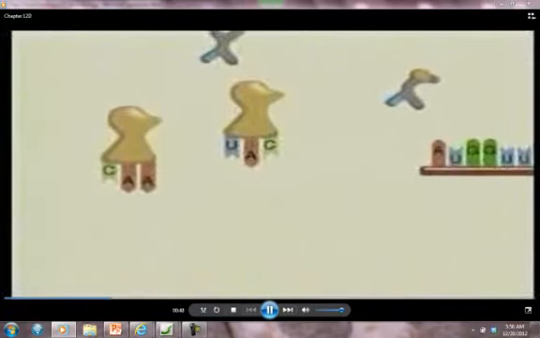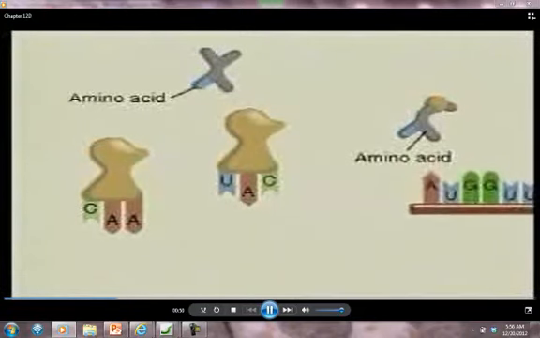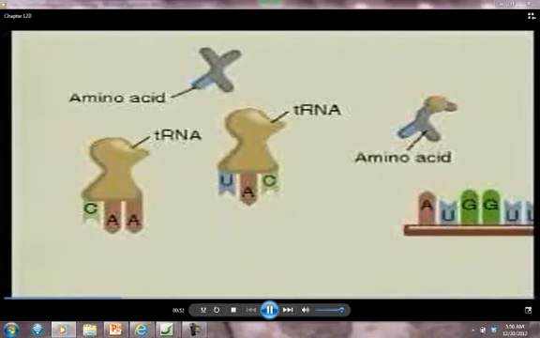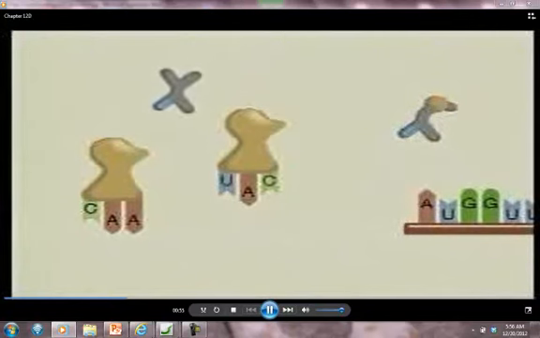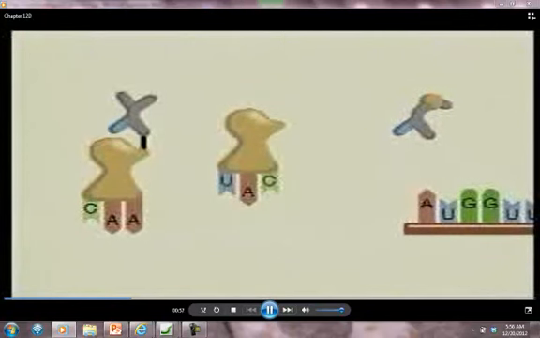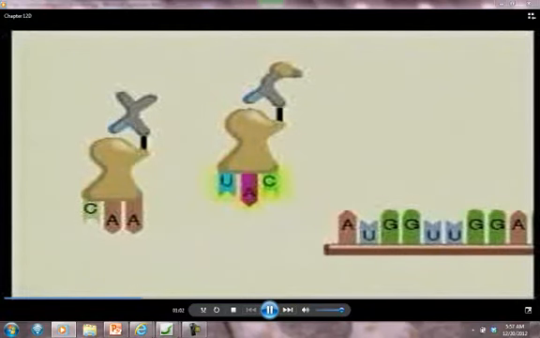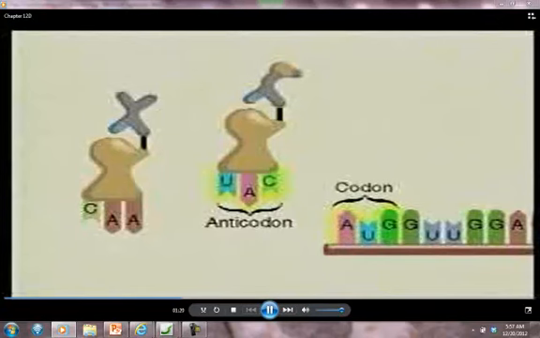Floating within the cytoplasm are amino acids and transfer RNAs, or tRNA. Each kind of amino acid binds to one specific type of tRNA. Notice the 3-base region on the tRNA. It is complementary to a 3-base region on the mRNA. Each group of 3 bases on the mRNA is called a codon. The complementary 3-base sequence on the tRNA is called the anticodon.